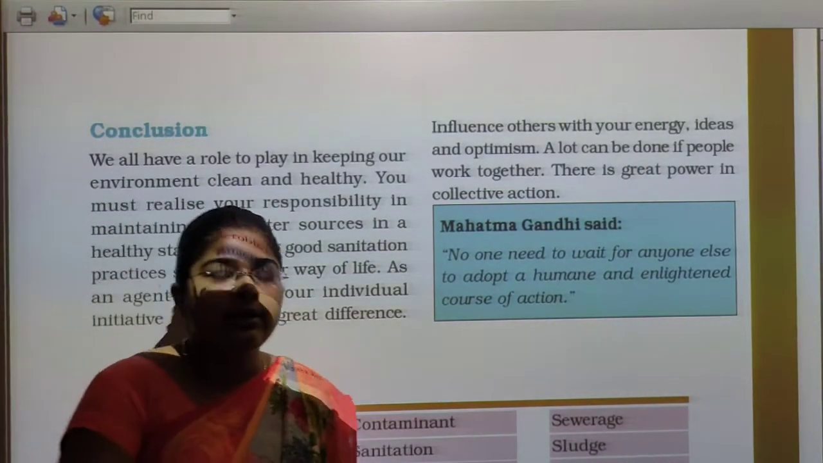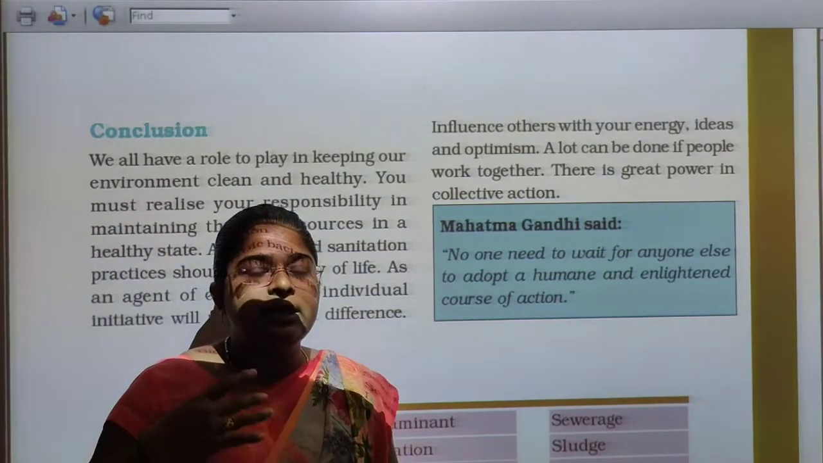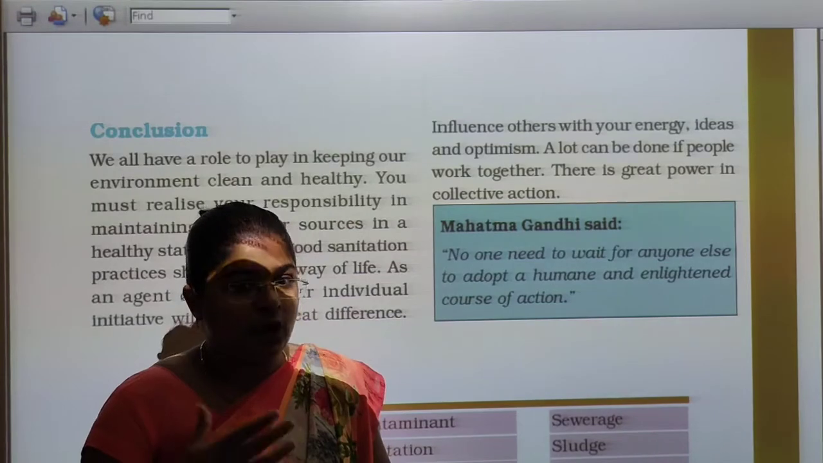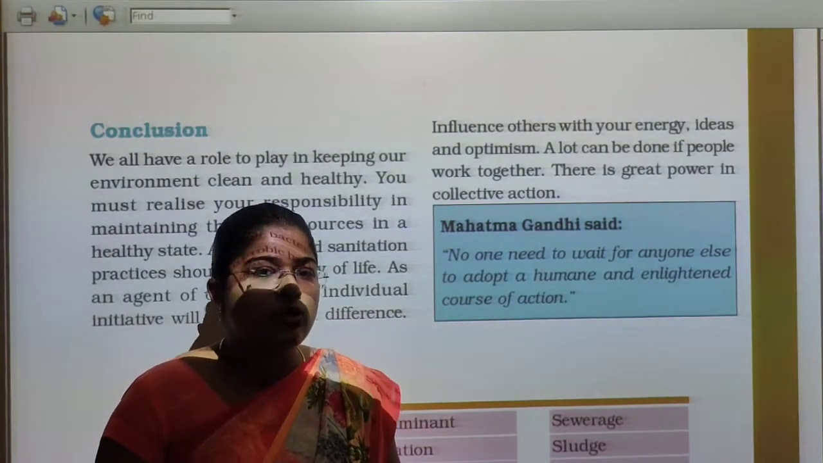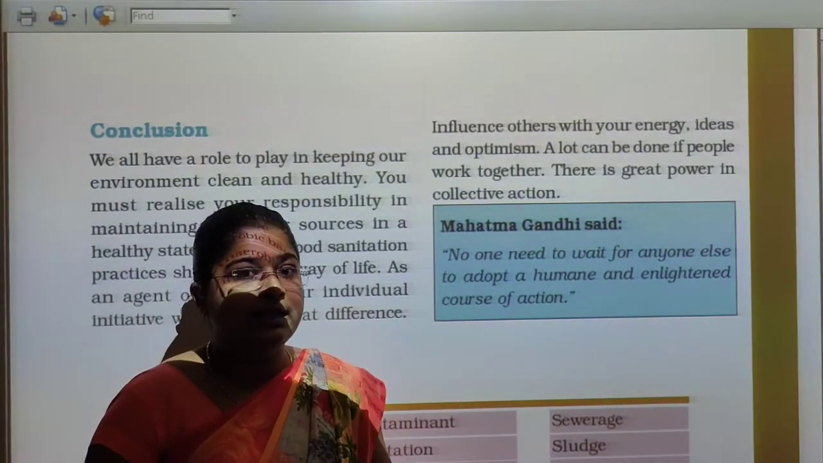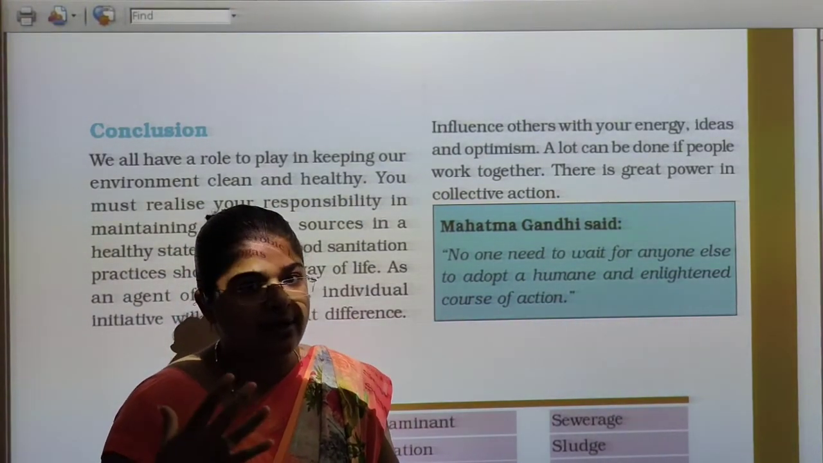So students, from this chapter we learned how to clean a public place, our home and our schools. So also try to follow these instructions and clean our environment, clean our life.